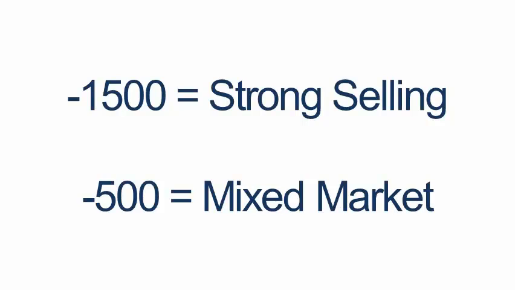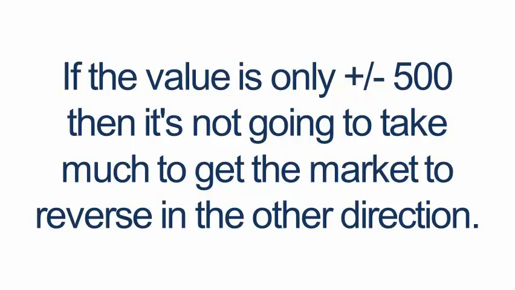So if that value is at negative 1,500, that means there is a strong selling across the board. And if that value is only minus 500, then that says the market's lower, but it's been more of a mixed market at that current time. So if the value is only plus or minus 500, then it's not going to take too much to get the market to reverse in the other direction.